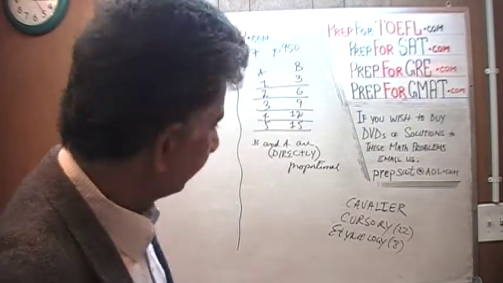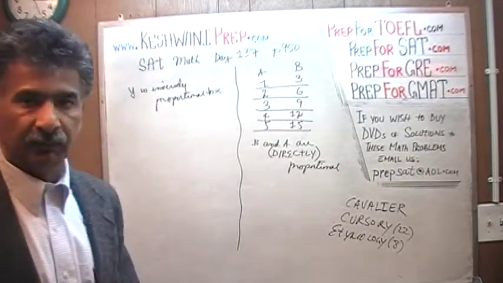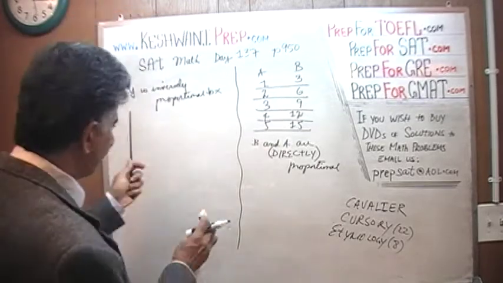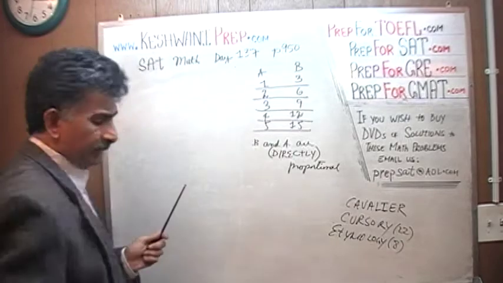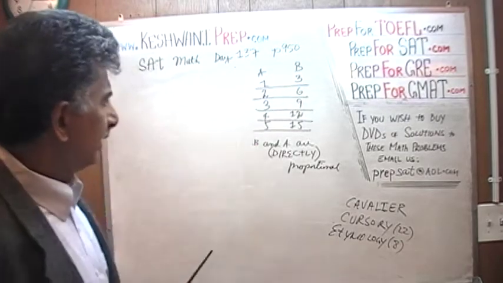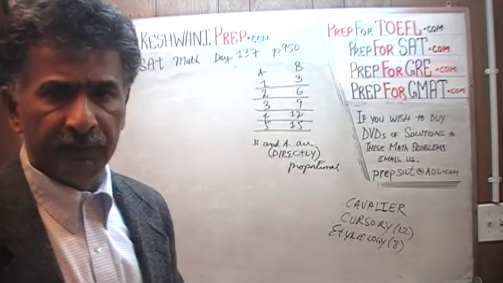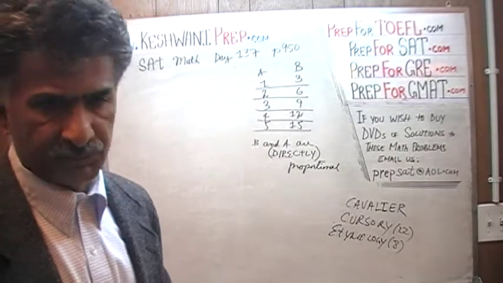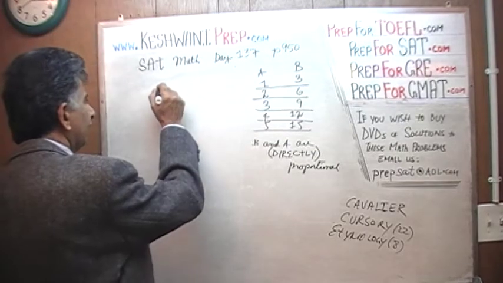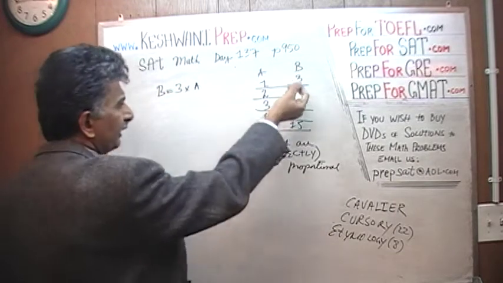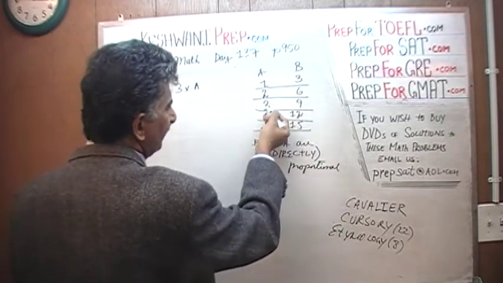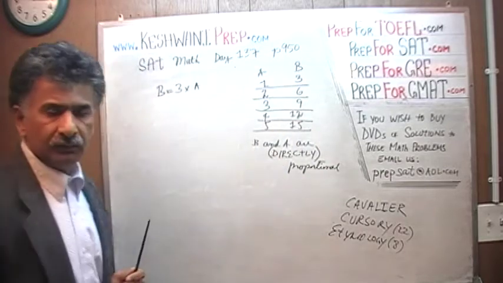The question here is, how do we express this in terms of an equation? Let's do it here. I changed my mind. I'm going to use this space here because I need the room. As you can clearly see, the relationship that we have here is pretty straightforward and very simple to decipher. We can see that B always equals 3 times A. 2 times 3 is 6, 3 times 3 is 9, 4 times 3 is 12, and so on and so forth.